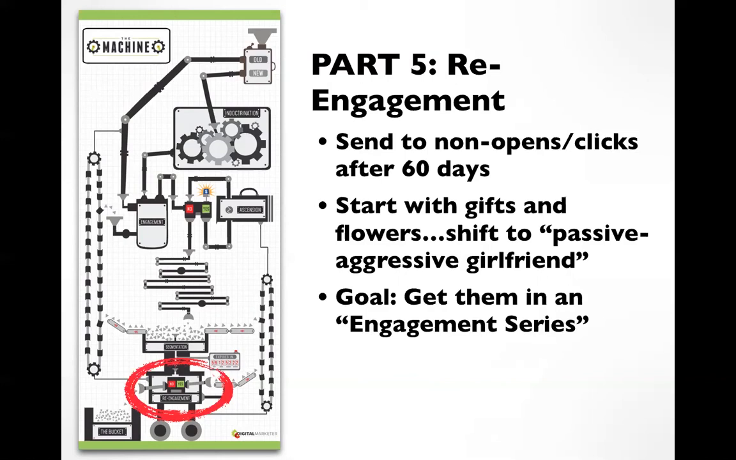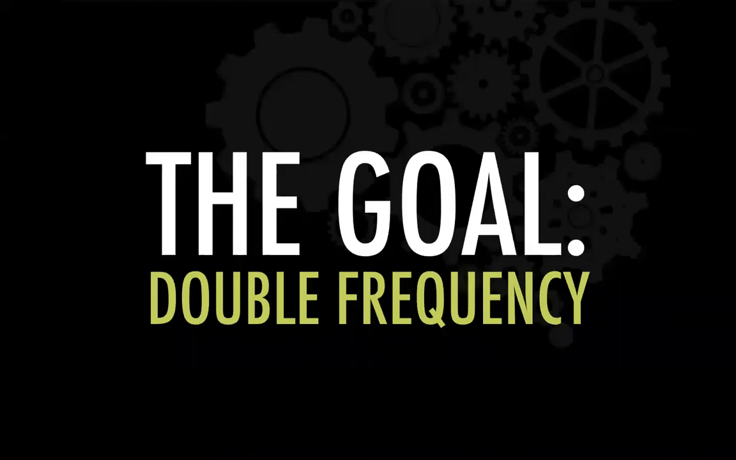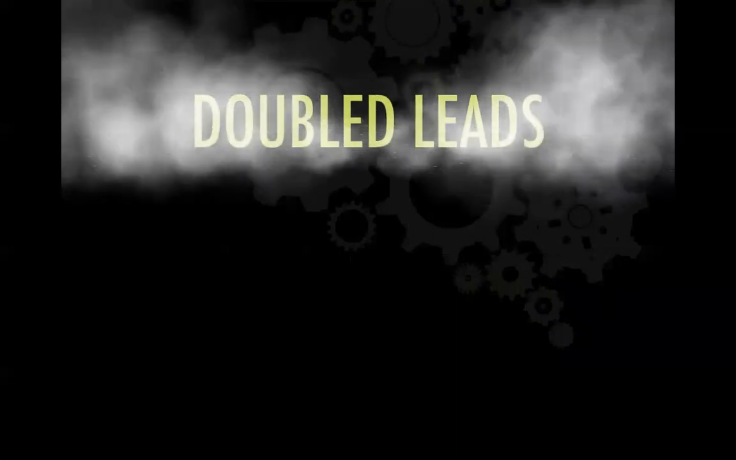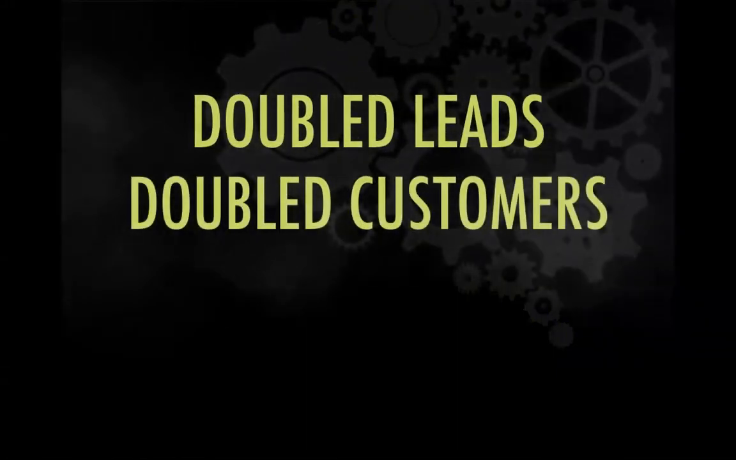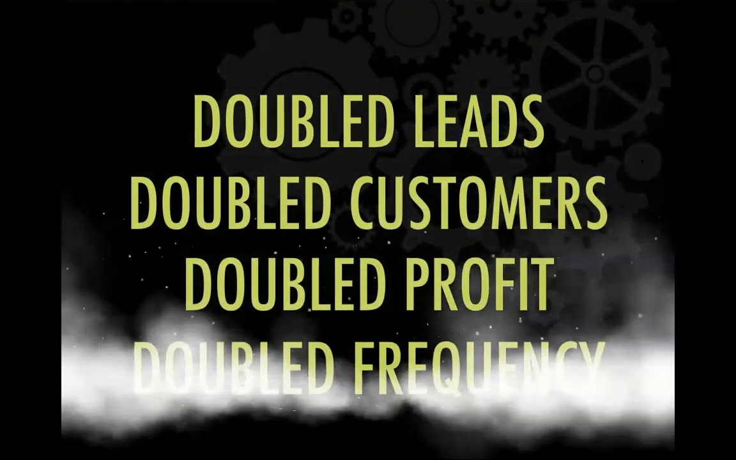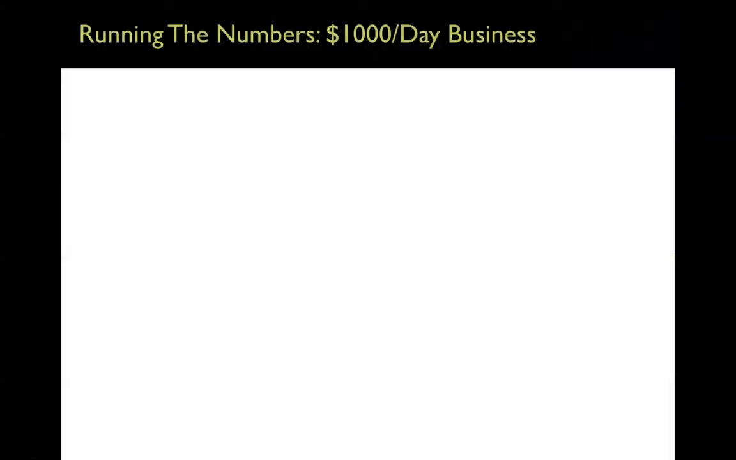So start with gifts and flowers. You want to shift from a passive to aggressive relationship here. The goal is to get them into the engagement series and remove them from the unengaged. The goal, double the frequency. Doubled leads, doubled customers, doubled profit, doubled frequency.